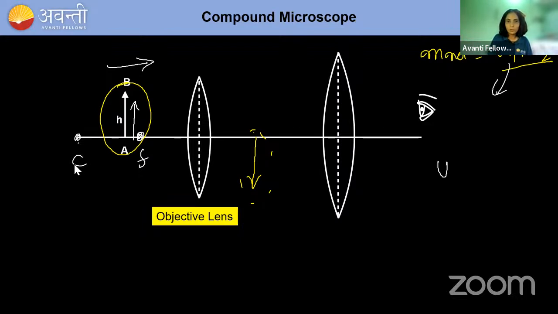So U naught, that is object distance, in the next diagram we have seen already. So U naught, we can approximate U naught to what? F.